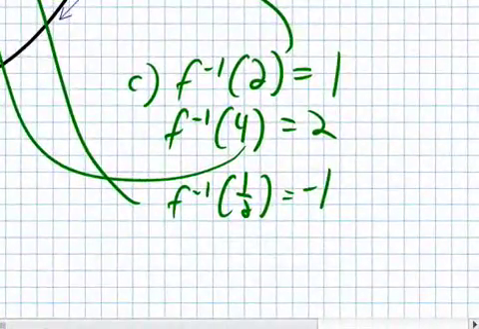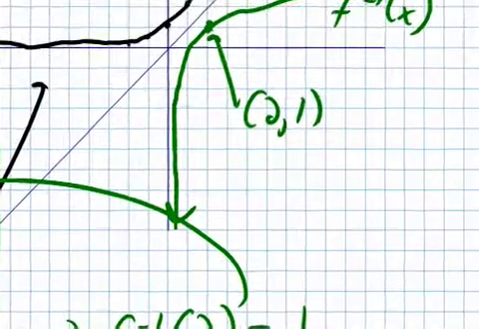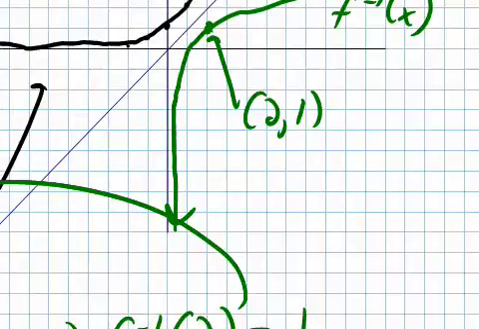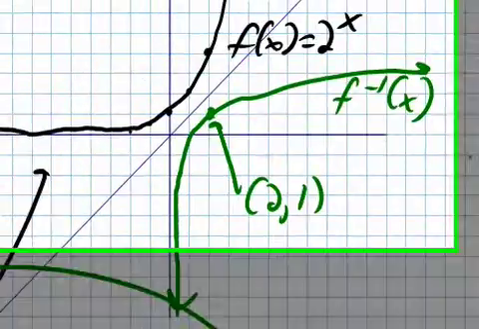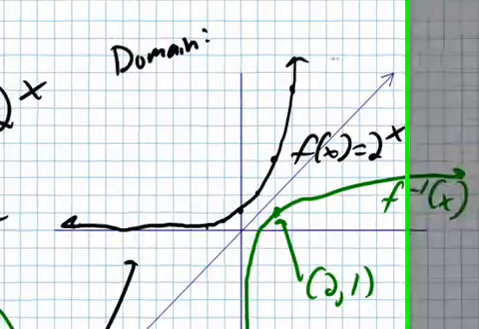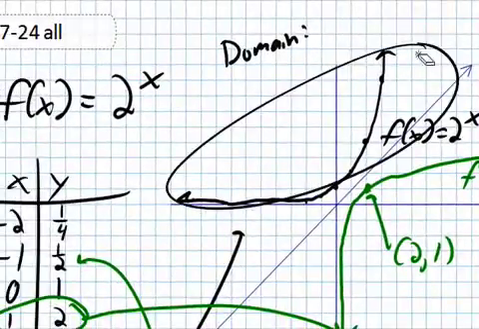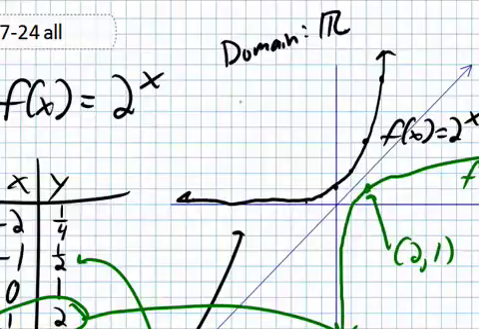And then it says give the domain and range of f and f inverse. Please tell me you remember what those words mean. Domain is all the possible x's, range is all the possible y's. So if we're going to say what the domain of f is, if you look here, there's no limitations as to what x values you could plug in. The domain is all real numbers.